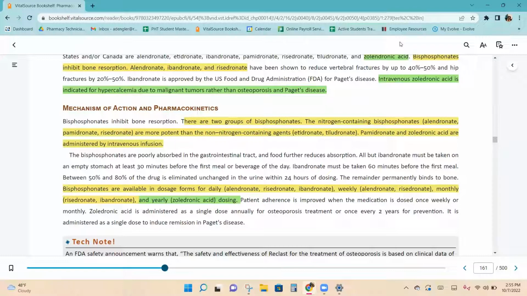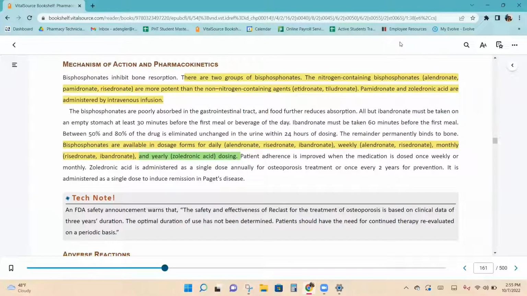So what that means is they can either take a pill every single day to treat either osteoporosis or Paget's. They can take one on the same day every week instead of every day. They can take one monthly instead of daily or weekly. So obviously that depends on the doctor and the patient exclusively. But patient adherence, so patients taking their medication as prescribed, is definitely improved when the patient receives the medication dosed weekly or monthly.